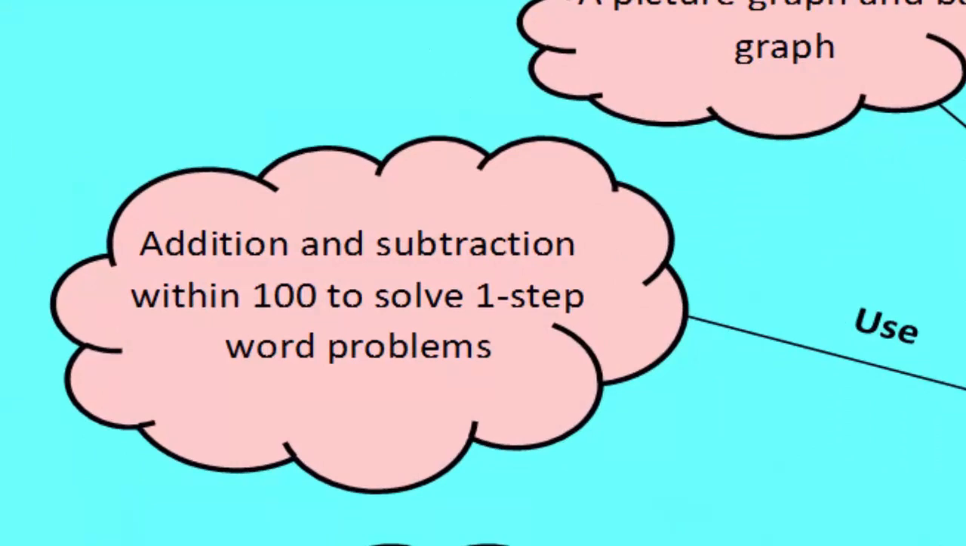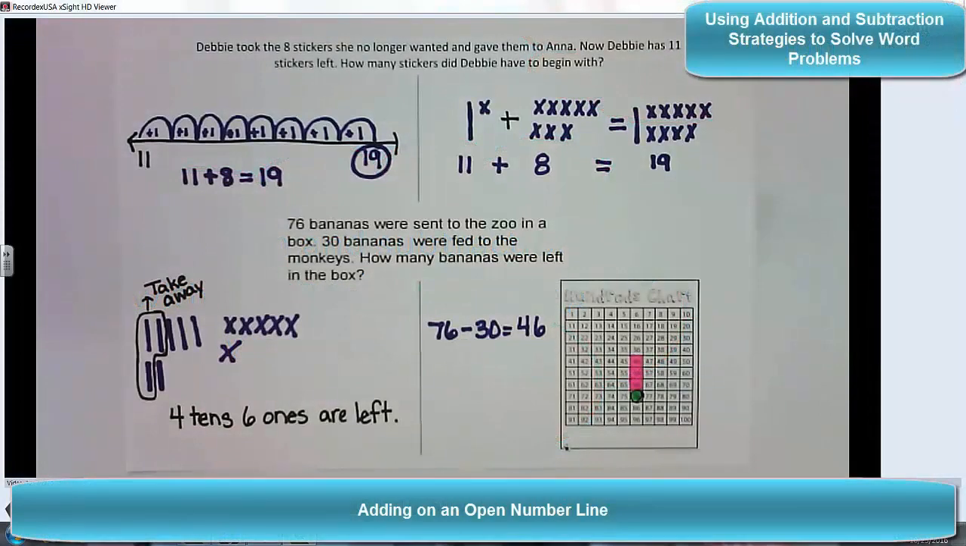Students also need to be able to use addition and subtraction within 100 to solve one-step word problems. Here are 2 different types of word problems that a second grader may find, and a couple of strategies that they can use to solve each word problem.